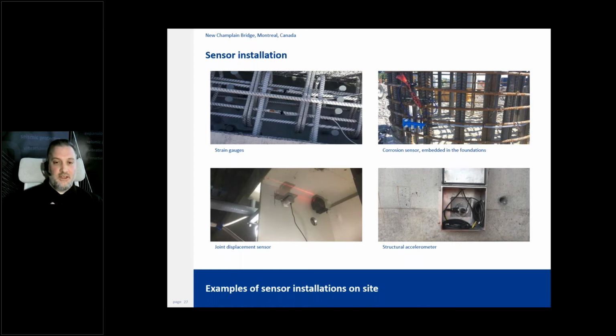And then for the non-invasive type of sensors, or the external sensors, we can call them, the lower 2 pictures show a displacement draw wire sensor there at a joint location, and an accelerometer on a stay cable on the lower right. So those are just examples of other sensors on the new Champlain.